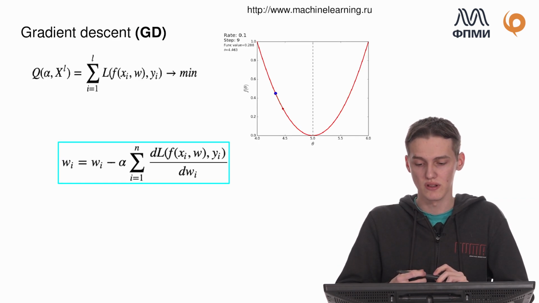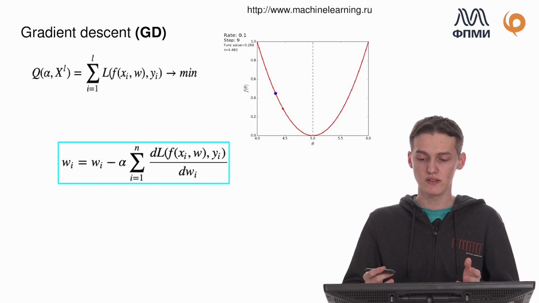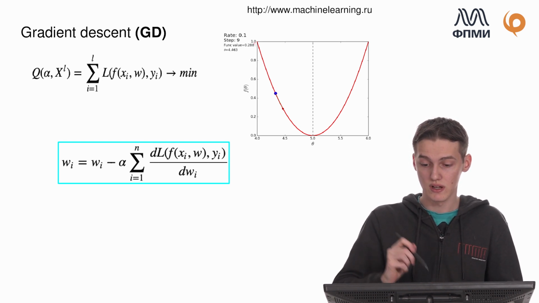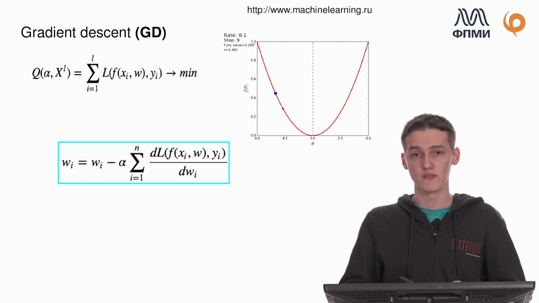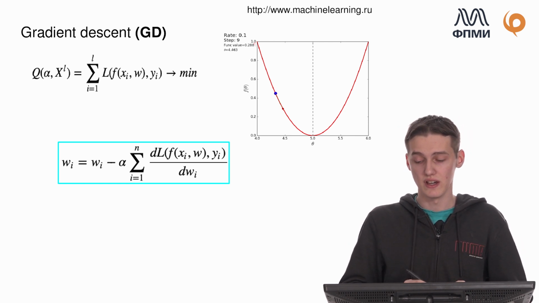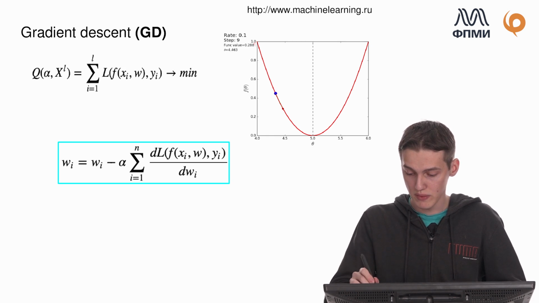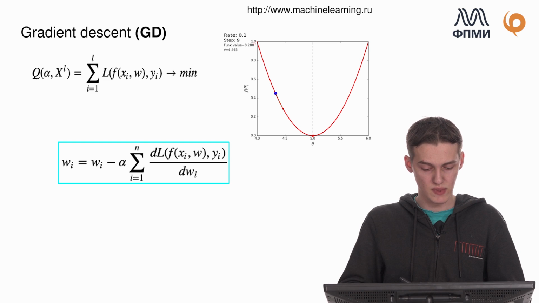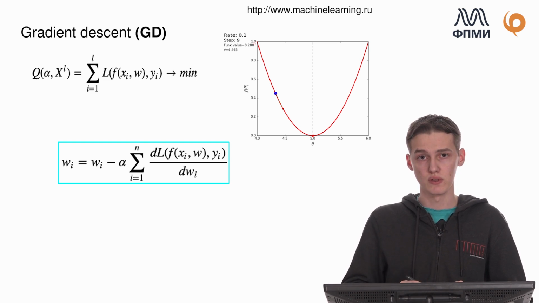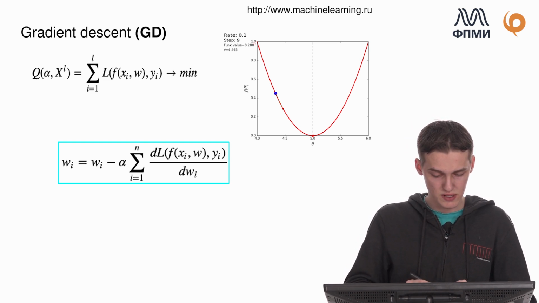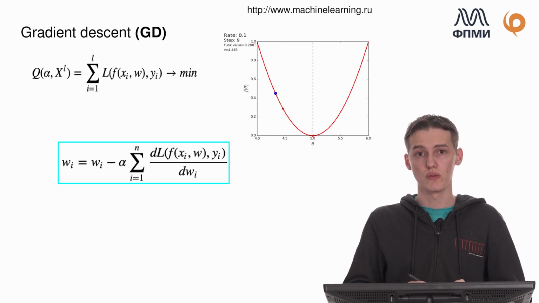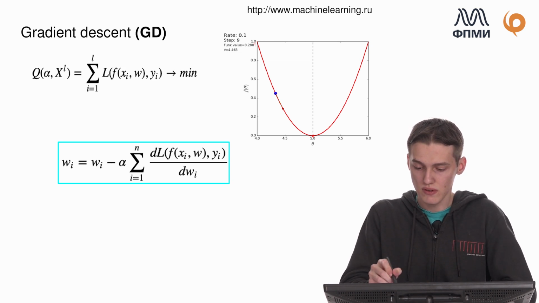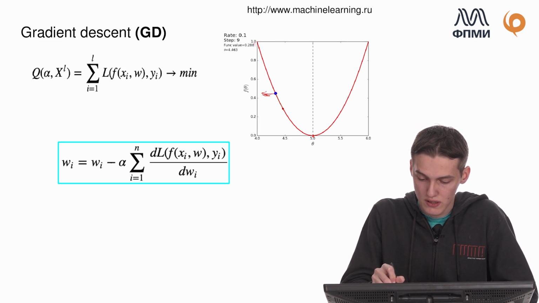Consider the following example. Let's imagine we are given some parabola, and it's our error function, loss function, and our goal is to get to the minima. So how would we do this? Let's look at the formula down below. It says basically go the opposite way gradient points us. So gradient points us this way, and we'll go just in the other direction.